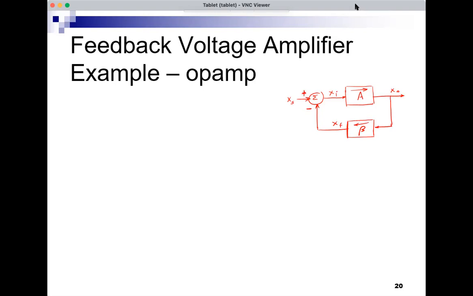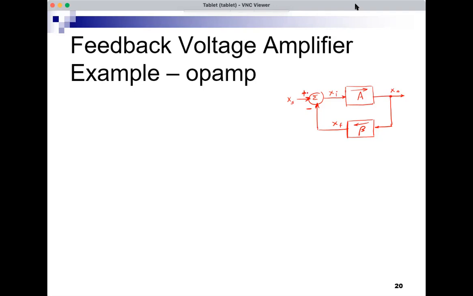This is a general block diagram for feedback systems, not necessarily just amplifiers or circuits. Let's try to implement a feedback amplifier using components that we're familiar with.